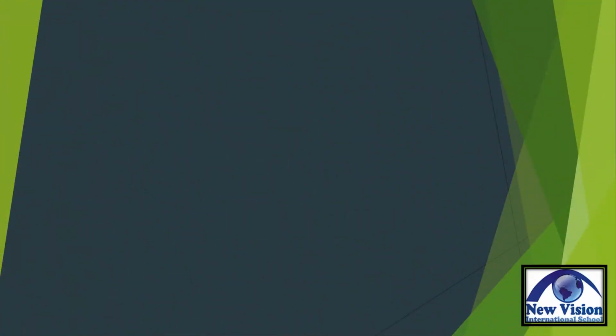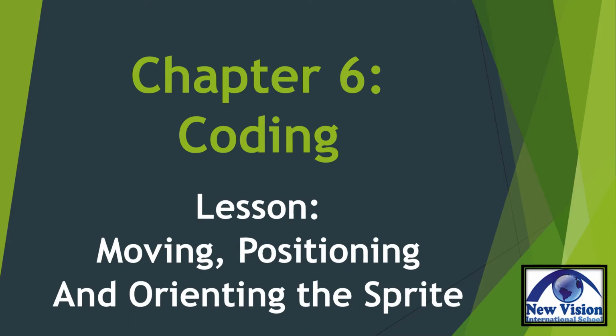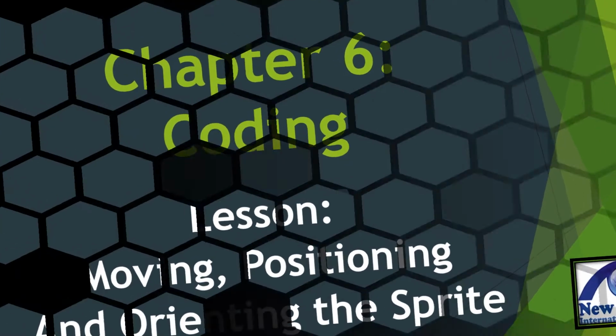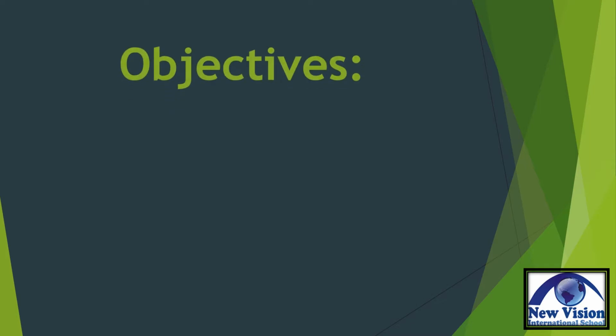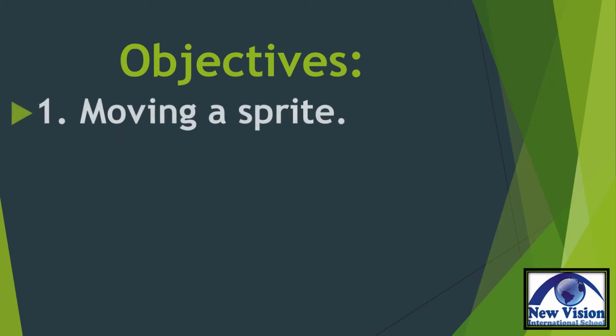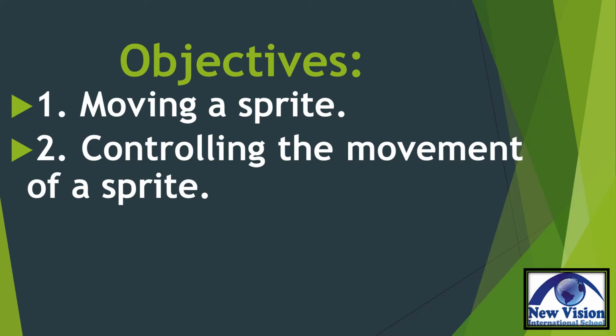Our today's lesson is under Chapter 6, Coding, and it is entitled Moving, Positioning, and Orienting the Sprite. The objectives of our today's lesson are the following. Number 1. Moving a sprite. Number 2. Controlling the movement of a sprite. And finally, number 3. Positioning the sprite on the screen.